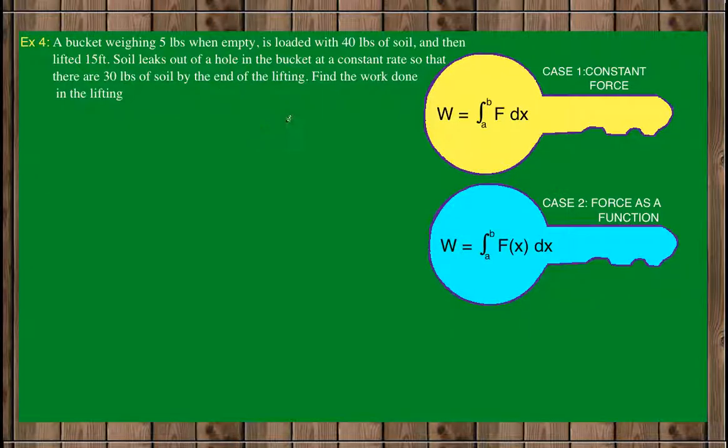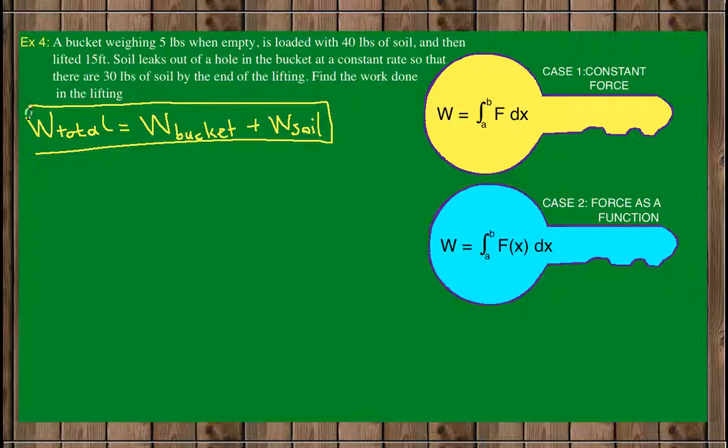So there are two things going on here. The total work equals work bucket plus work soil. Work bucket is an empty bucket being pulled, which is case 1, a constant force. And work soil is a filled bucket being pulled, and it's going to be case 2, force as a function of x. So let's work on that separately.